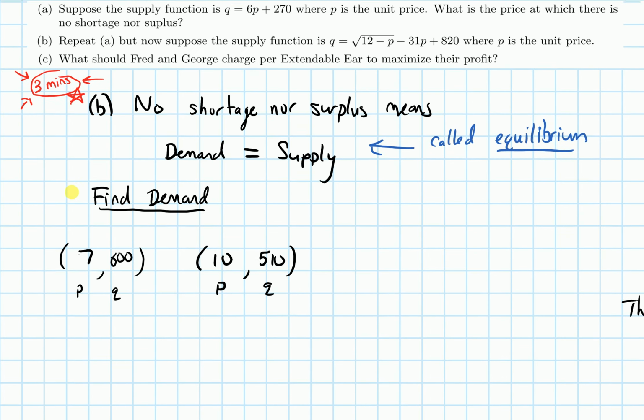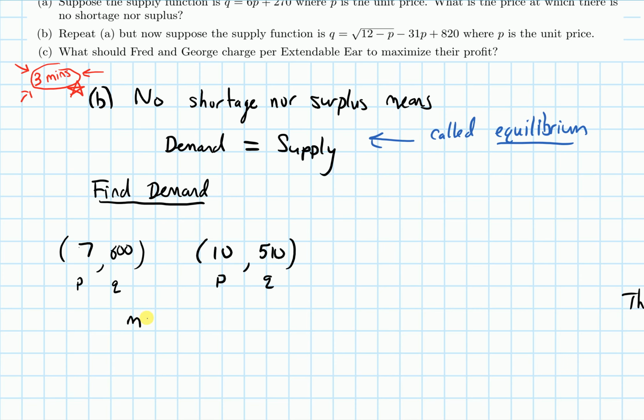So that's enough information to get an equation. Using my slope formula, the slope would be 600 minus 510, so change in Q on the top, over change in P on the bottom, so over 7 minus 10. Simplifying, this is positive 90 divided by negative 3, which is negative 30. So that's my slope, negative 30.